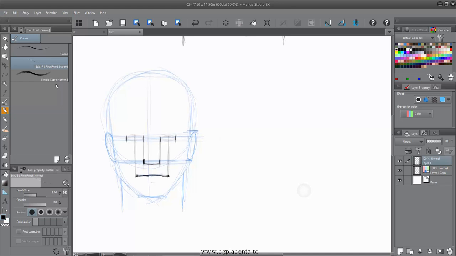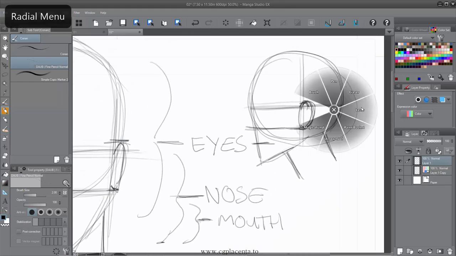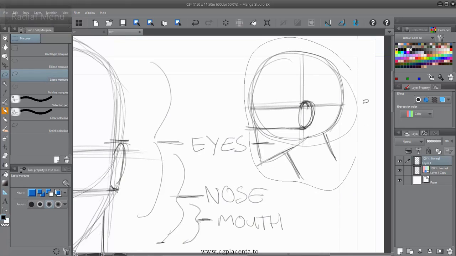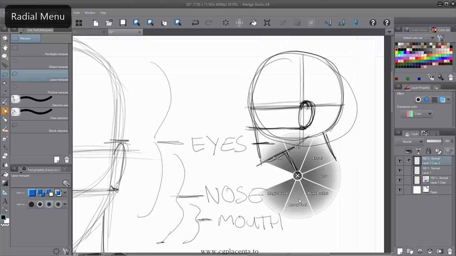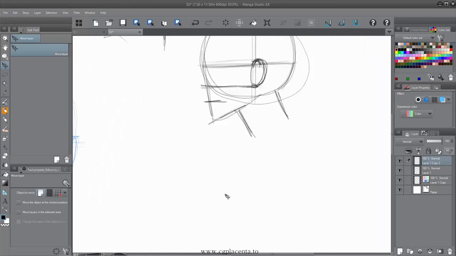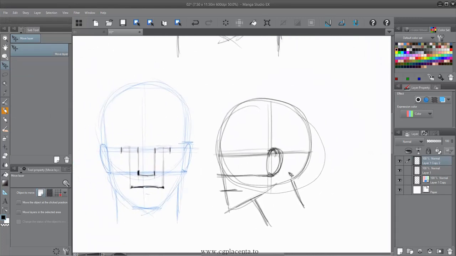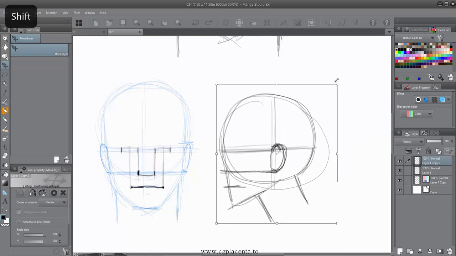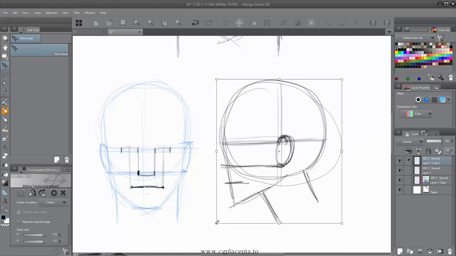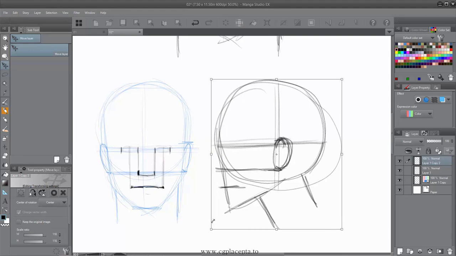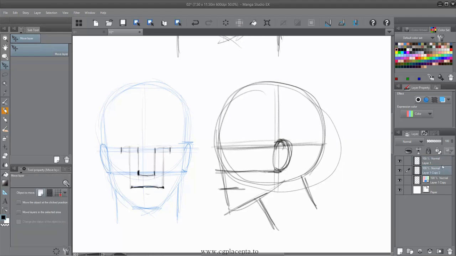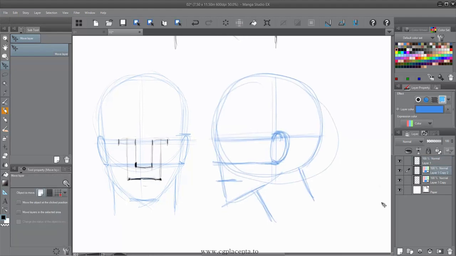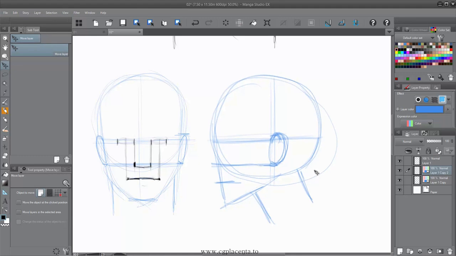So let's draw a side-on head now. So let's save ourselves some time. Try and get this guy roughly the same size, shall we? Okay.